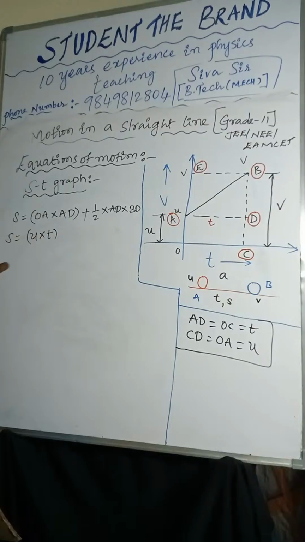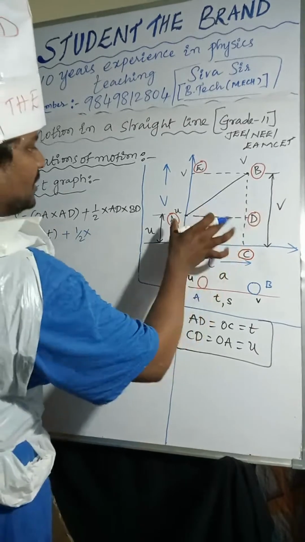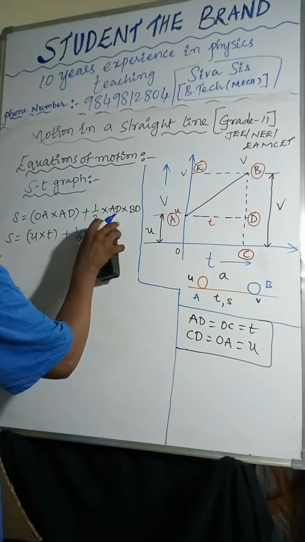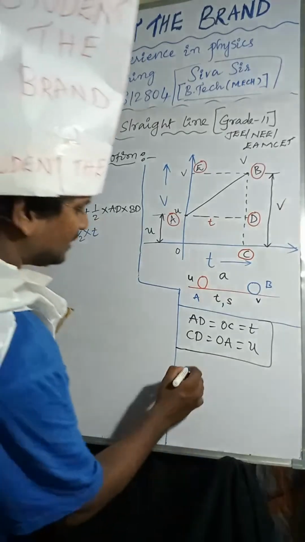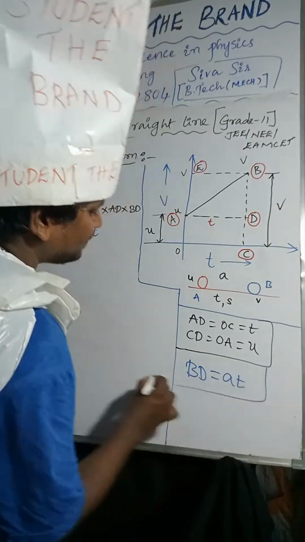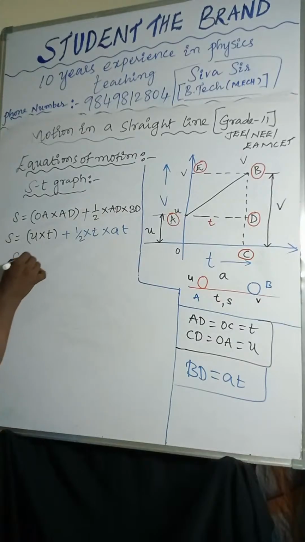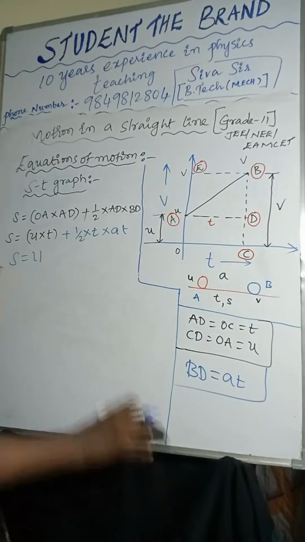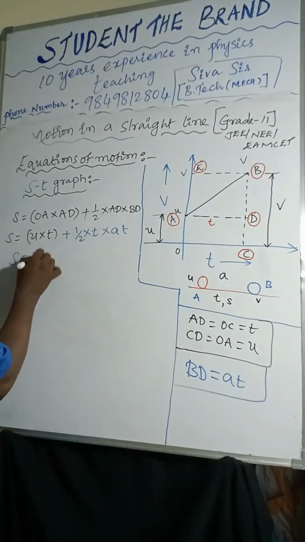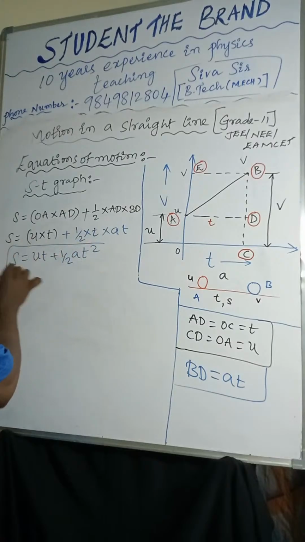Now plus half into AD, which is T, into BD. BD we already found, that is A into T. This is also very important, so make sure of A into T. So S equal to UT plus half AT square.